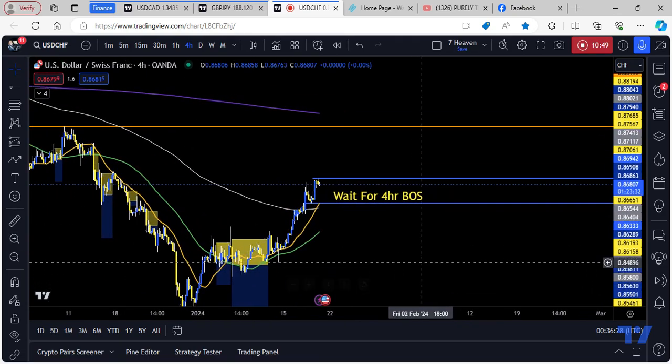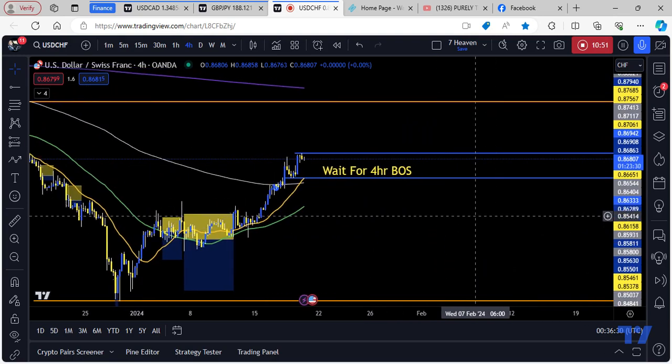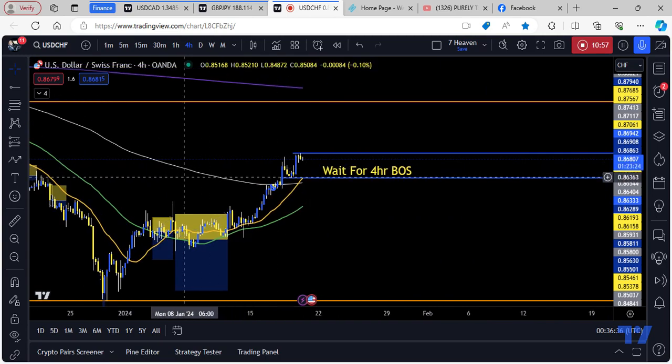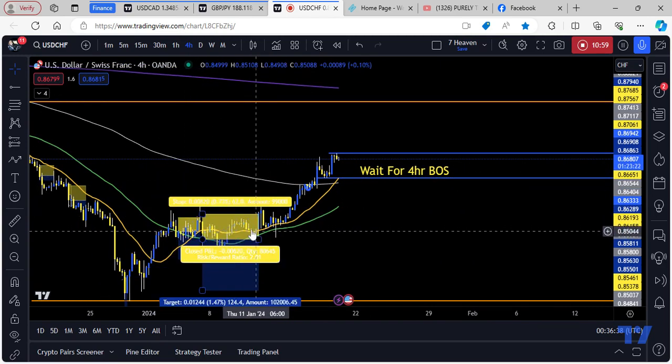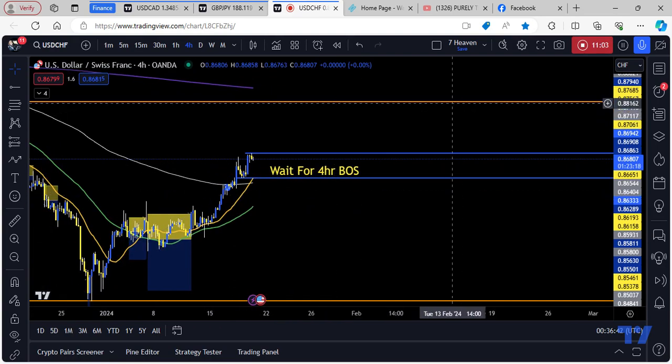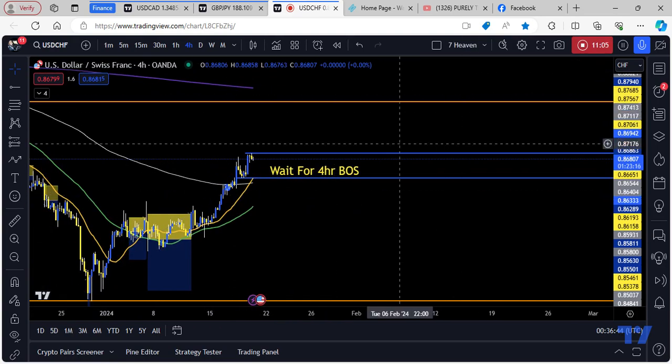Waiting for this 4 hour to break structure on USD CHF. And of course, I see two losses in the row here, so I definitely would be interested in taking this next setup for 0.5% risk. So that's one thing.